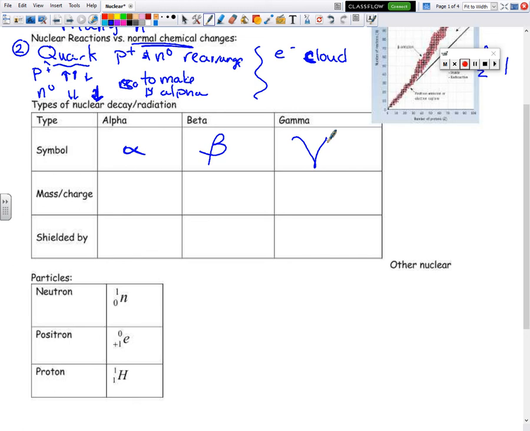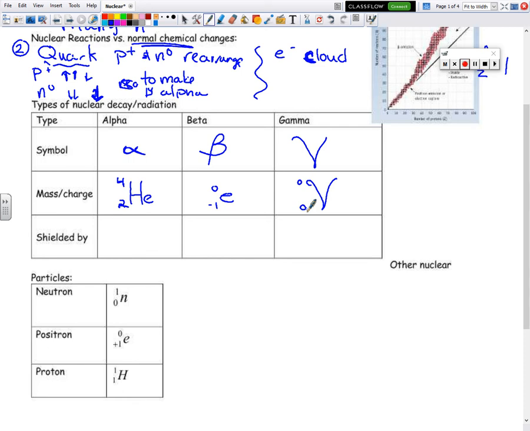An alpha particle has mass and charge. It's really a helium nucleus. So the helium nucleus has a mass of 4 and a nuclear charge of positive 2. A beta particle is really an electron. That electron has a mass of 0 and a charge of -1. And a gamma ray is just a really high energy wave, so it doesn't really have any mass or charge. It's just energy coming out of the nucleus.